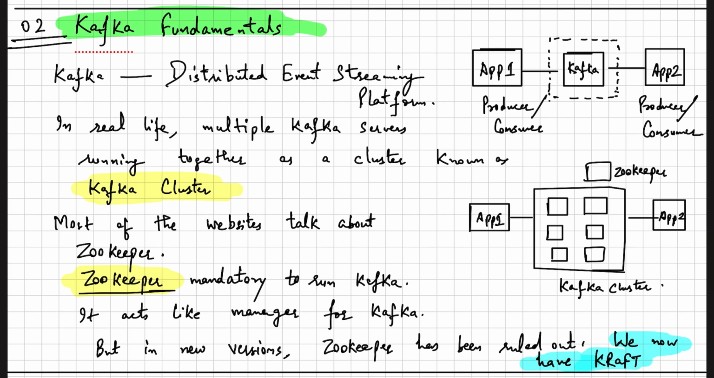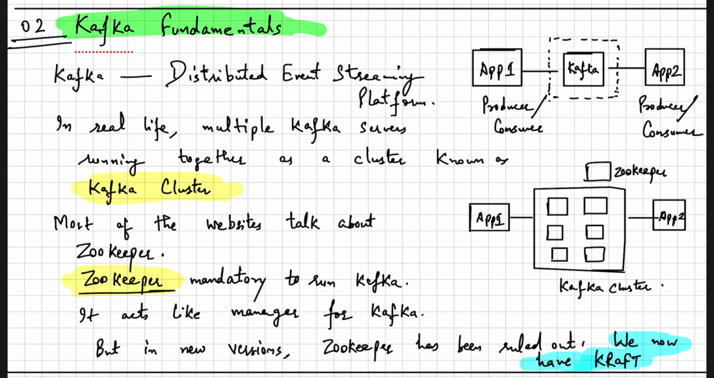Now, when we have a Kafka cluster, we need something to manage this cluster, to know which servers are up and running in this particular cluster, because it could have thousands of Kafka servers, right? So most of the websites talk about Zookeeper. Zookeeper was mandatory to run along with Kafka in the earlier versions, but with the new versions of Kafka, it is no more mandatory to run Zookeeper.